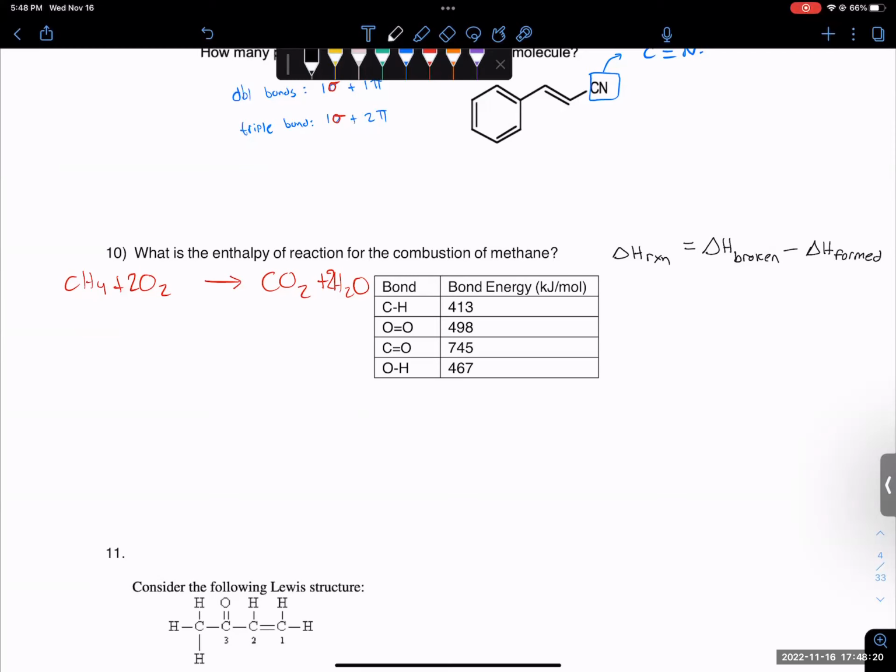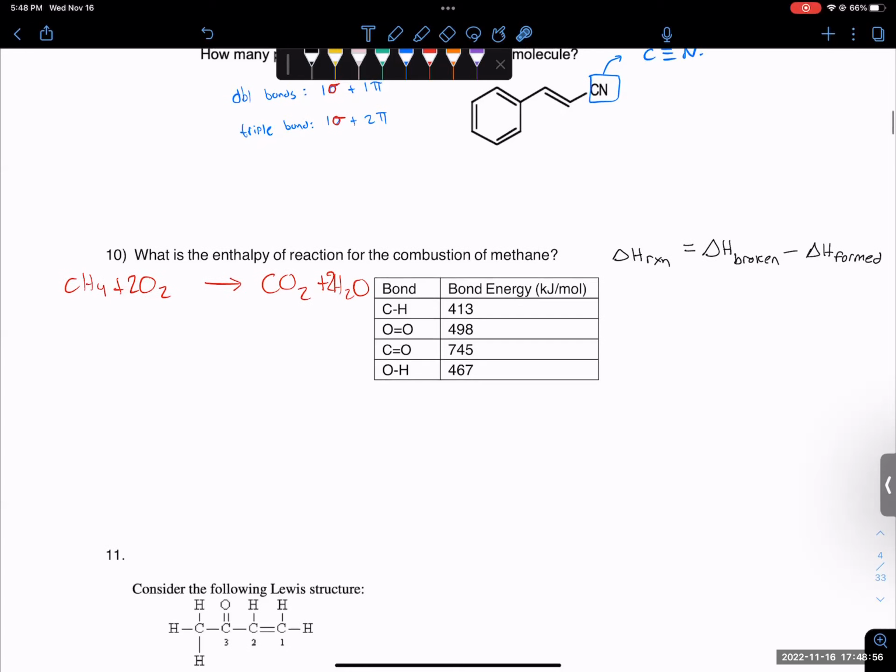So here's a general rule of thumb. If they give you bonds, use this formula. If they give you the whole compound, like say they gave you CH4 itself, use products minus reactants. Like if they gave you the enthalpy of combustion for all these separate things, or the delta H of formations, then you would need to do products minus reactants, because that's for delta H of formations. But they're not giving us delta H of formations, they're giving us the bond energy.